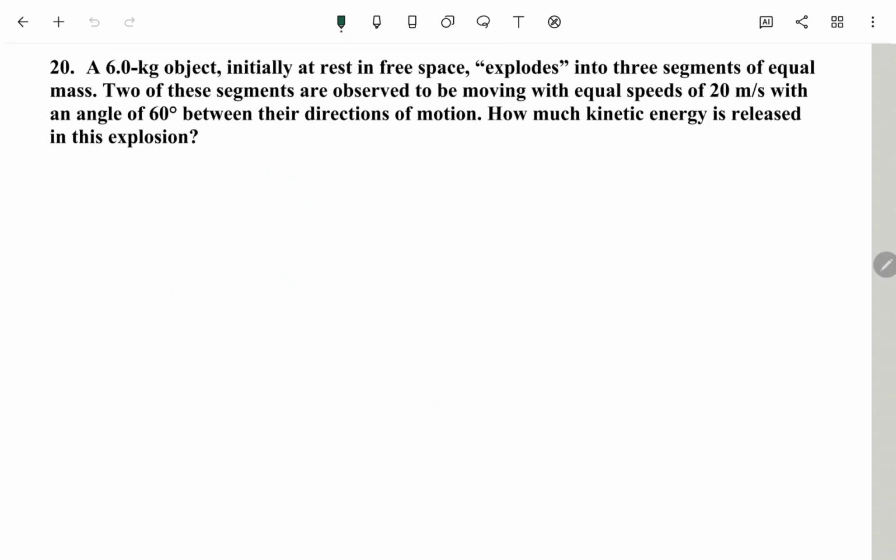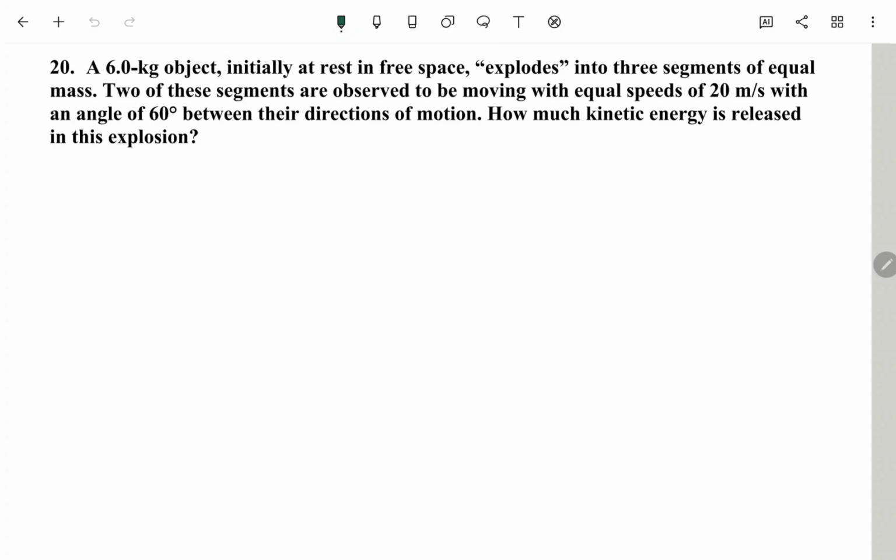A 6 kilogram object initially at rest in free space explodes into 3 segments of equal mass. 2 of these segments are observed to be moving with equal speeds of 20 meters per second with an angle of 60 degrees between their directions of motion. How much kinetic energy is released in this explosion?